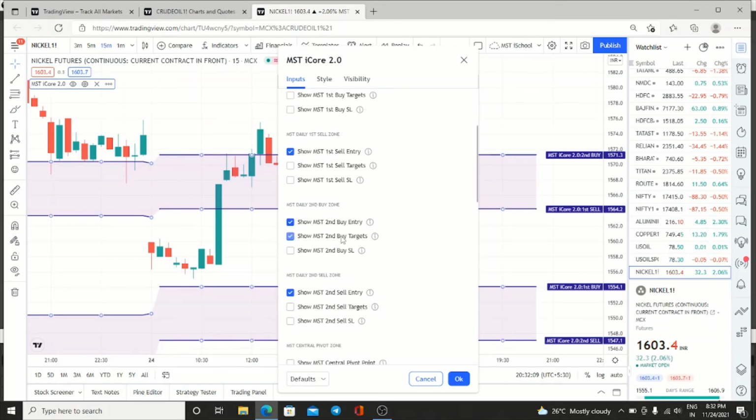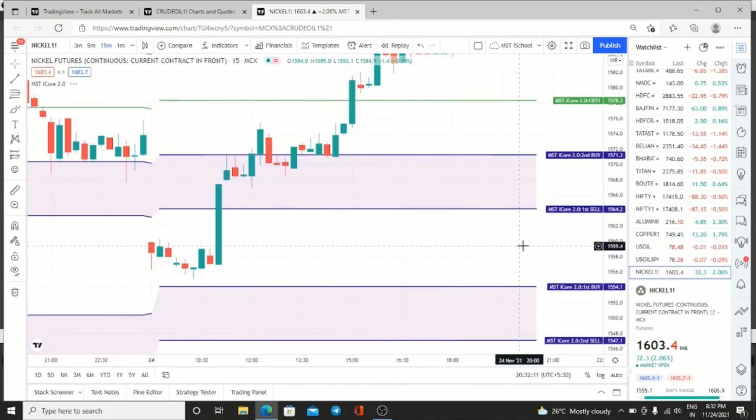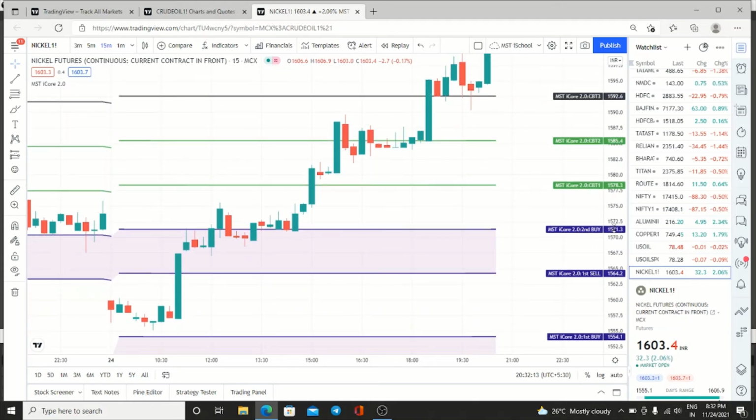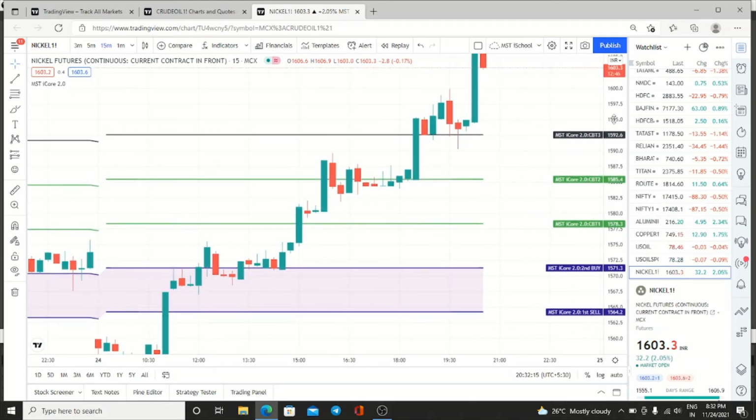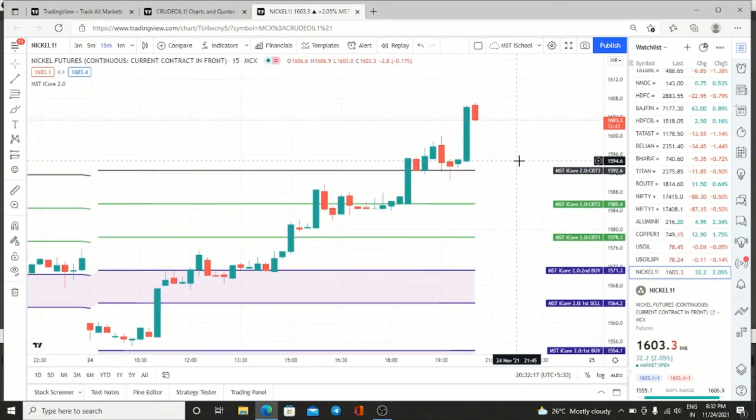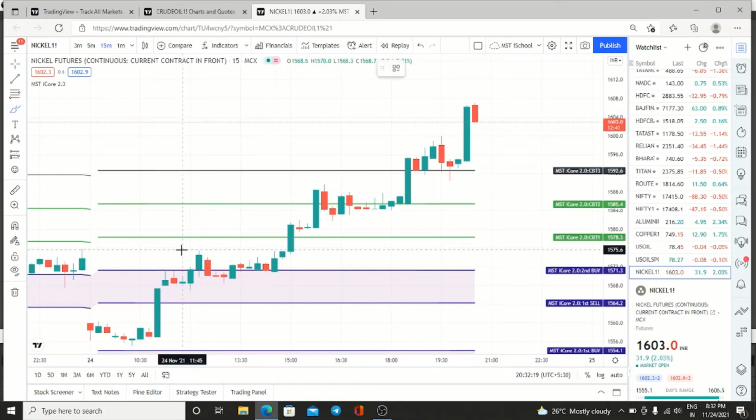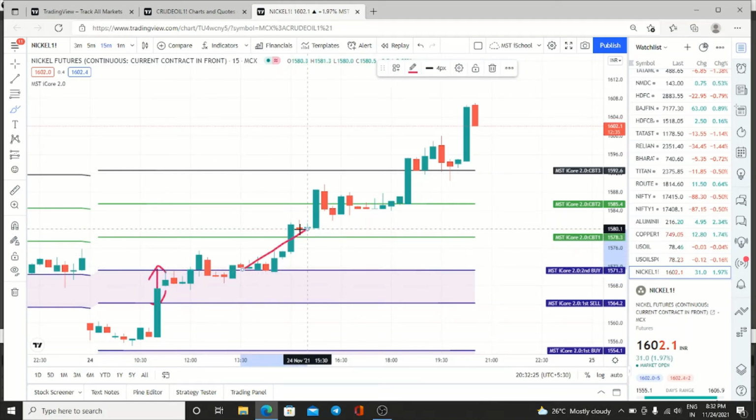So I'm enabling second buy targets. So now what happened, you see, still it is going up only. Okay, so now I got loss of this range and immediately I recovered my loss. I booked my profit of two lots and I exited the market.